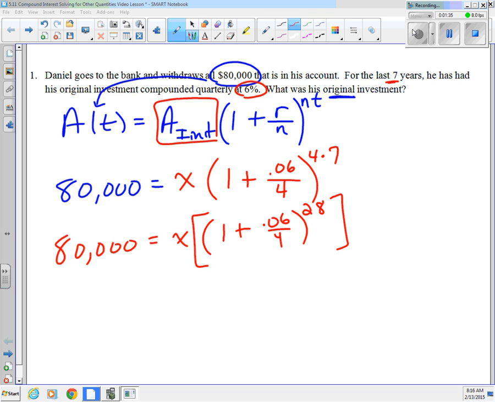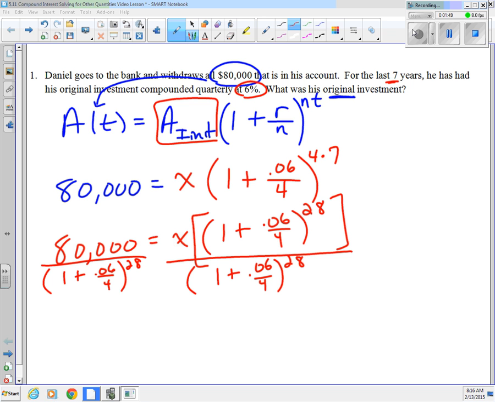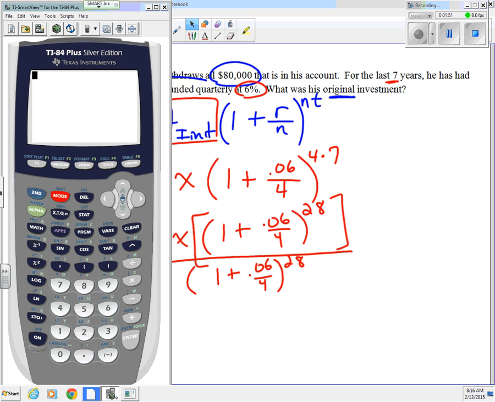So yeah, you could go plug this number into your calculator and get it. But here's what I'm going to do. I'm just going to divide by 1 plus 0.06 over 4 to the 28th power. I don't really care what that number is, because ultimately I'm going to divide by it. And I can do that on my calculator pretty easily. And here's how you can do it.